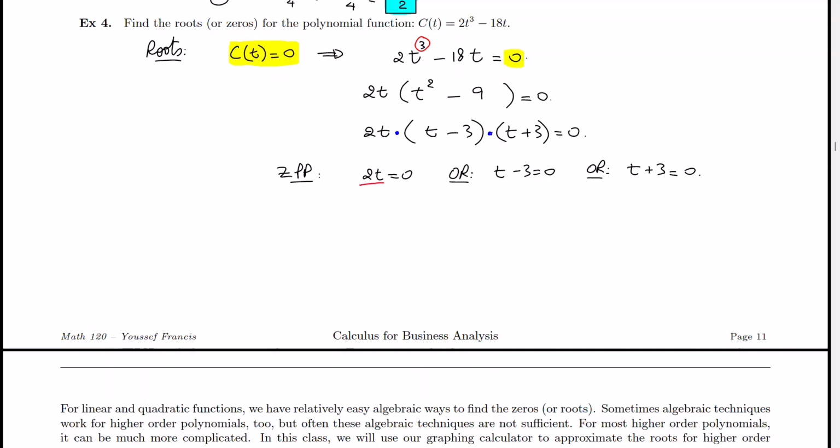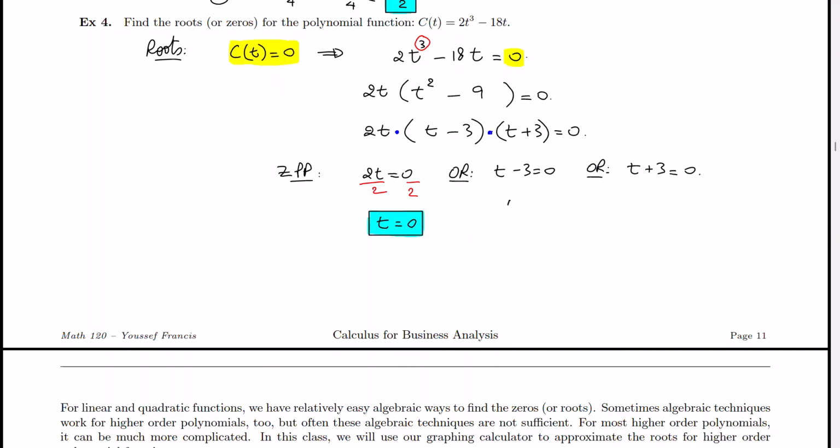Okay, for the first equation, we divide by 2 on both sides, and that's it. We're done. t is equal to 0 there, and we are finished with that first part of the problem. We can say that the first zero of the polynomial is itself also 0. The second equation, I just add 3 to both sides, and I get t equal to 3, and that's the second zero of the polynomial.